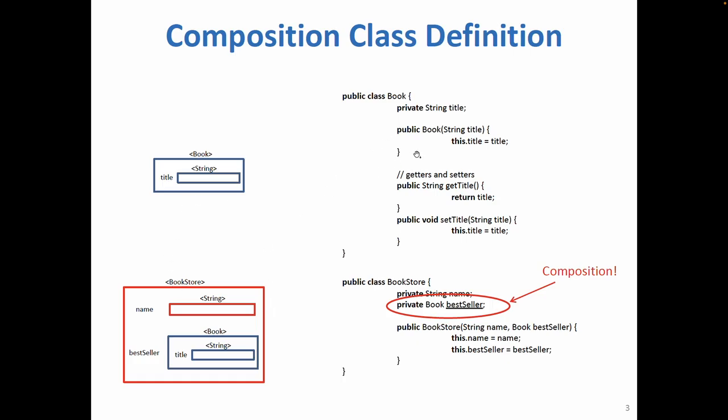Here is one example through this book and bookstore part. So we have this book object, a very simple one, with the title, and then the constructor. We have the getter method and the setter method for the title. And here at the left, you see a representation of the book object with title, which is a string. And then in this bookstore object, we have the bookstore name, and then we have this book object, which keeps the bestseller object. So now this part is the composition.